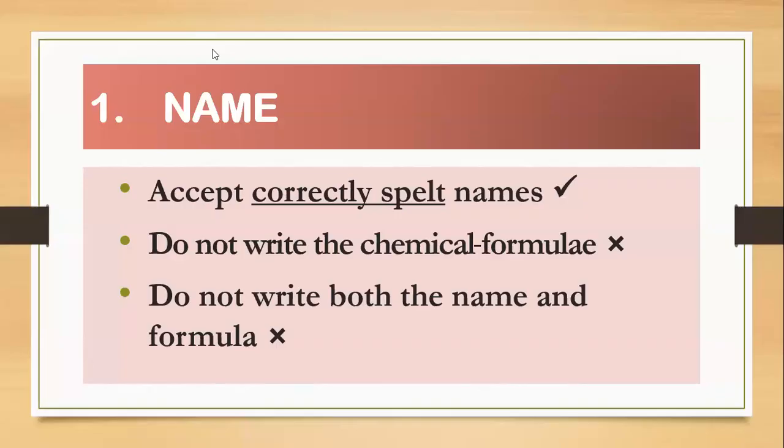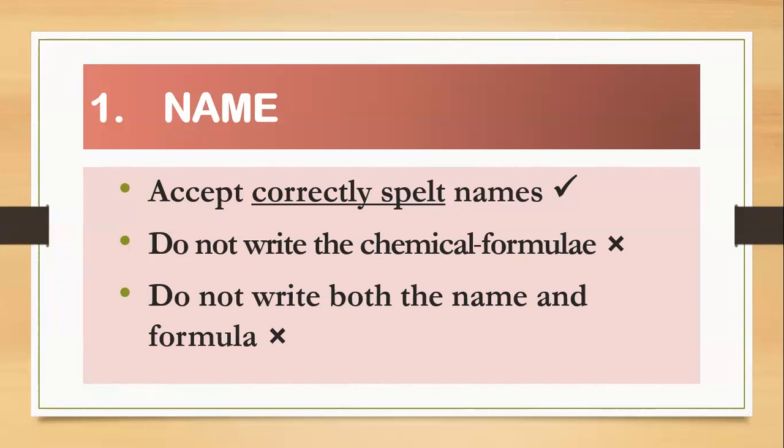Okay, I welcome everyone to our facilitation for today. And like I said, today we are going to look at the action verbs which we use in chemistry paper 2, which is 545/2. On our screens, we can see the first slide, which shows us the first action verb that you are likely to encounter, and that action verb is name. When a learner is requested to name in this paper, that is chemistry paper 2, we only expect a correctly spelled name. This means that you're not required to write the chemical formula at any one time, and neither are you allowed to write both the name and the formula.